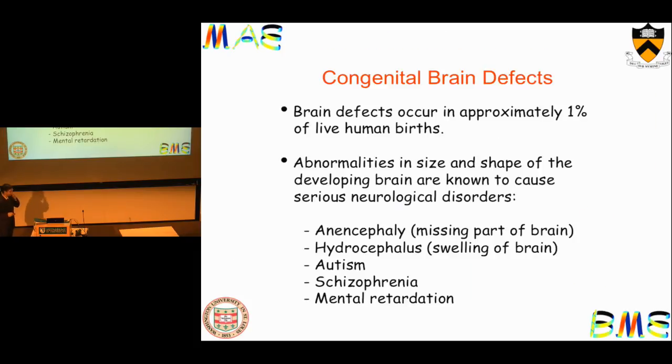Here we choose to study brain morphogenesis because such studies can benefit our understanding of congenital brain defects and hopefully can benefit practices in preventing such defects. Brain defects occur in almost 1% of live human births. It's been known that abnormalities in size and shape of the developing brain can cause serious neurological disorders, such as anencephaly, which involves missing part of the brain, and when there's abnormal swelling of the brain, hydrocephalus can occur. Other neurological disorders include autism, schizophrenia, and mental retardation.